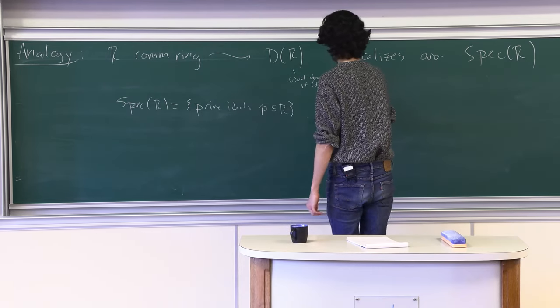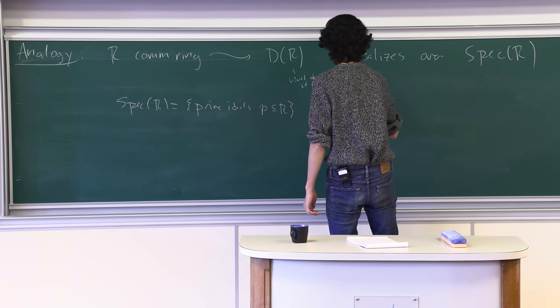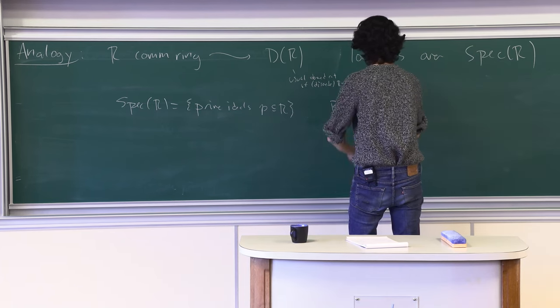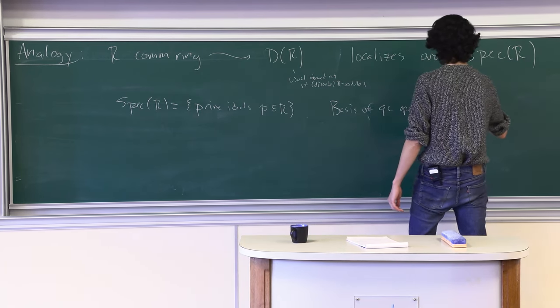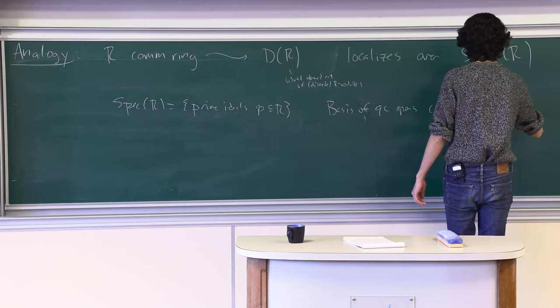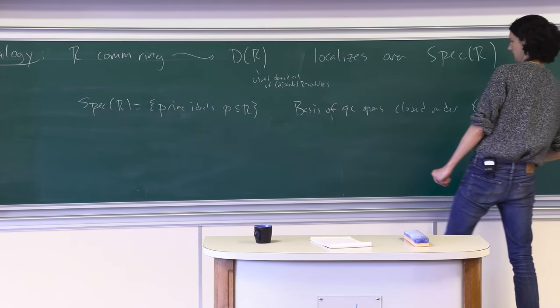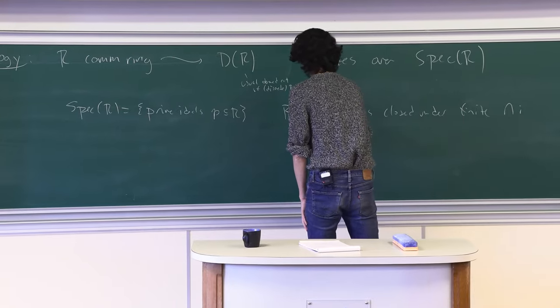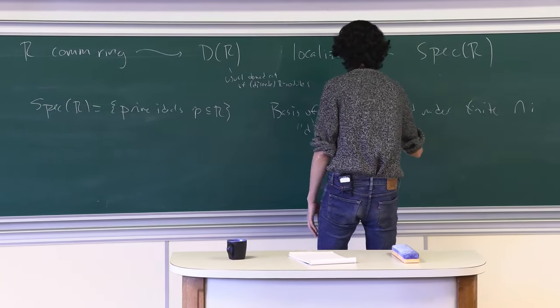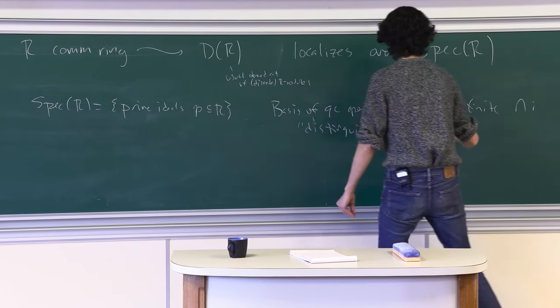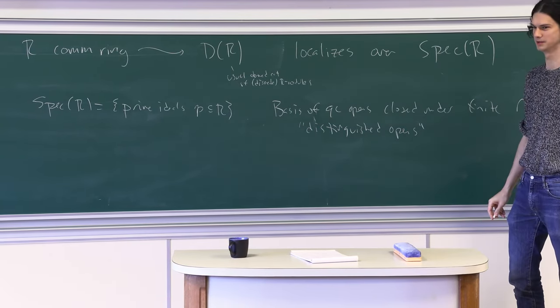And there's a basis of quasi-compact opens closed under finite intersection. These are the so-called distinguished opens. Something called principal opens.